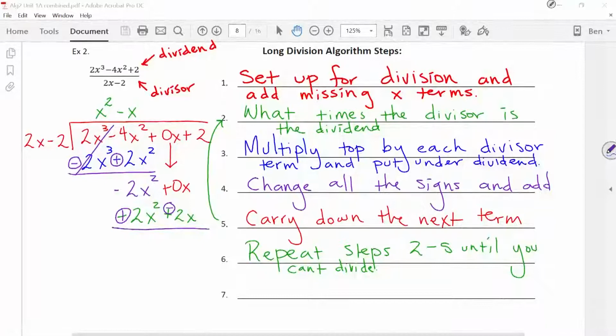Negative 2x squared plus 2x squared is 0. That just cancels out. That's nice. And I have 0x minus 2x, which is minus 2x. And I'll carry down the next term. And then I repeat. Okay?